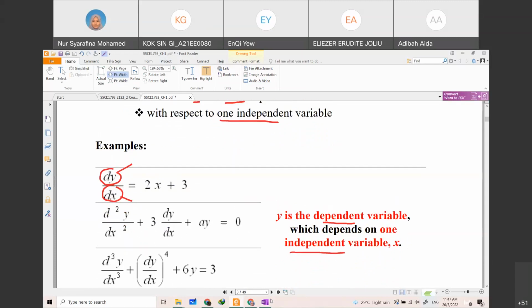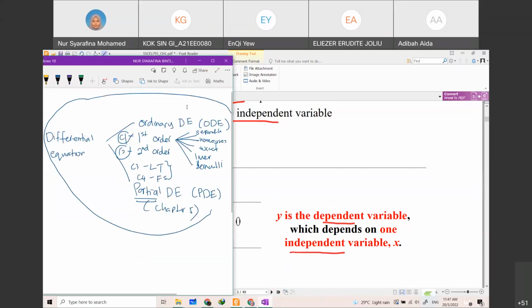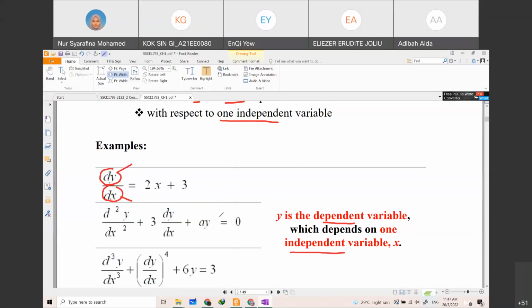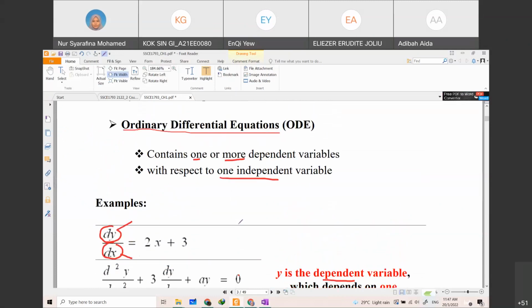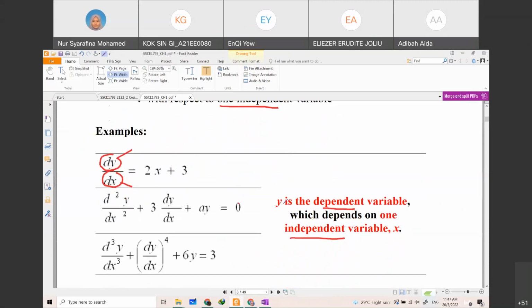Okay, so as I pictured for you here, we have ordinary, we have partial. That ordinary can be either first or second order. But in this case, we have dy/dx, we have d squared y, we have d cubed y. So how can we identify which one is first order, which one is second order? Now you understand what an ordinary differential equation is, what a dependent variable is, what an independent variable is. So now, how can we identify the order?